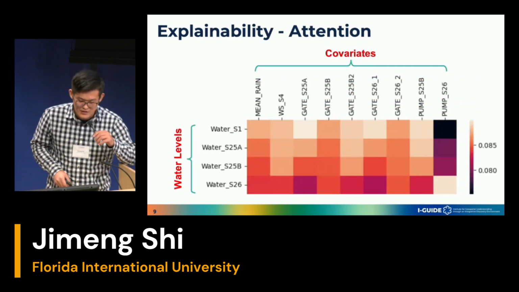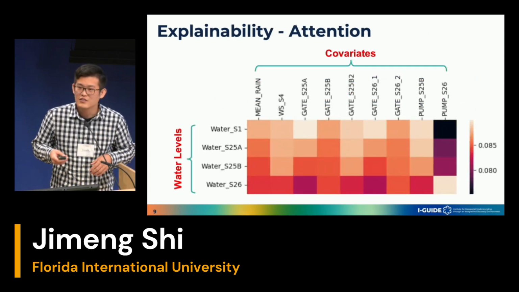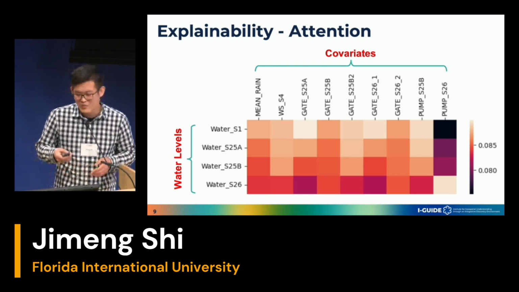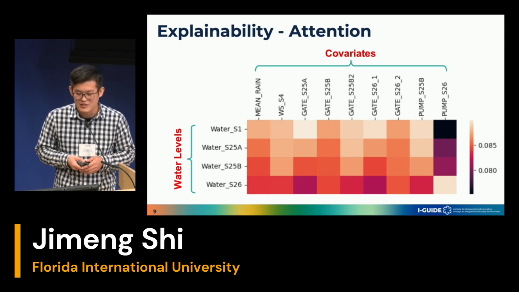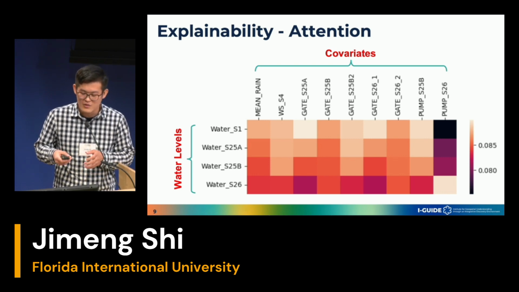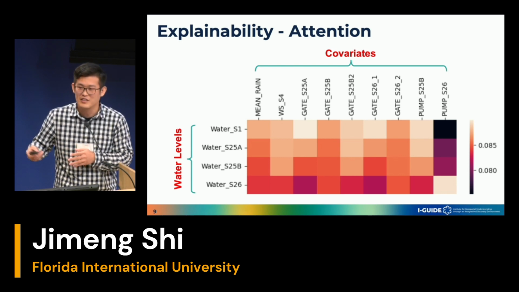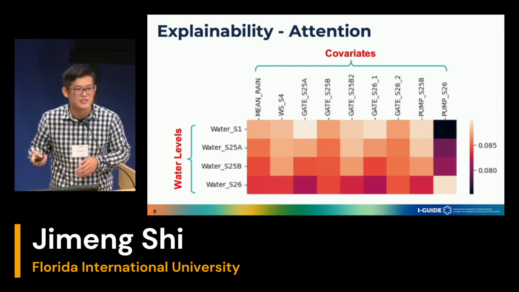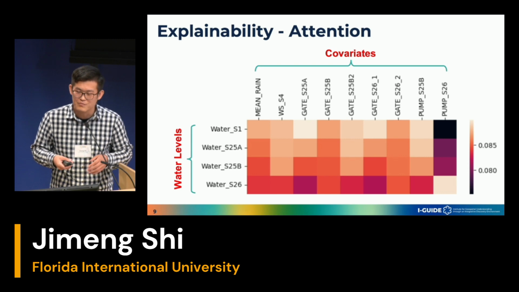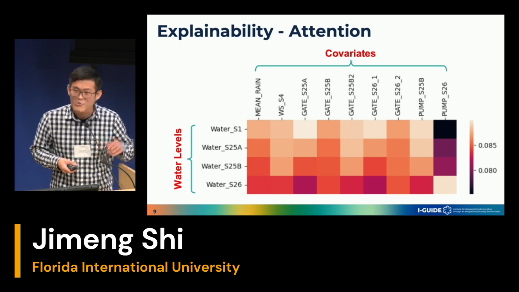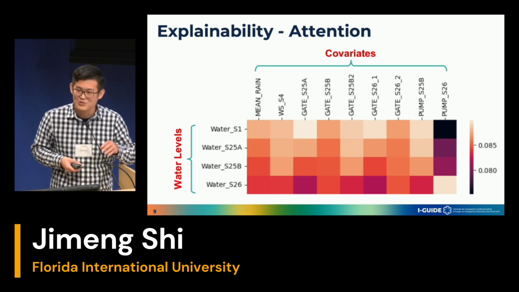Here is some explainability. People always say a neural network is a black box, but what's going on inside? Here we provide some explainability to figure out how much attention the water level pays to the other covariates. In other words, how each covariate impacts the water level. There are many details here, but I'll just point out two.